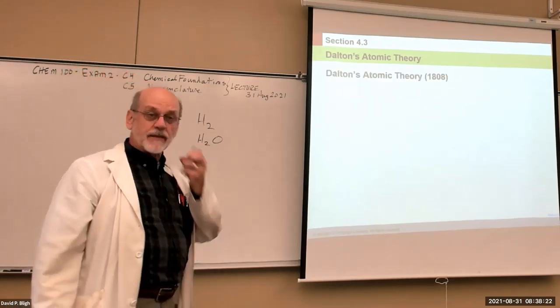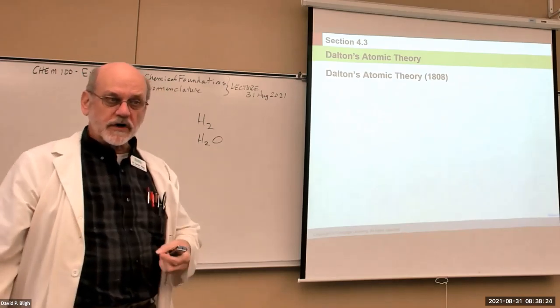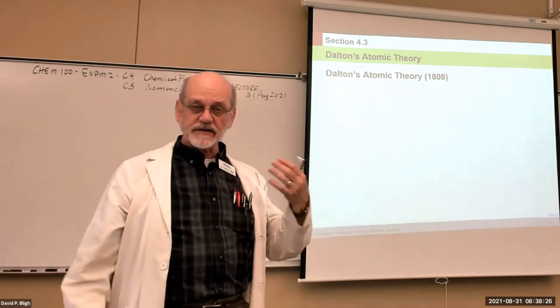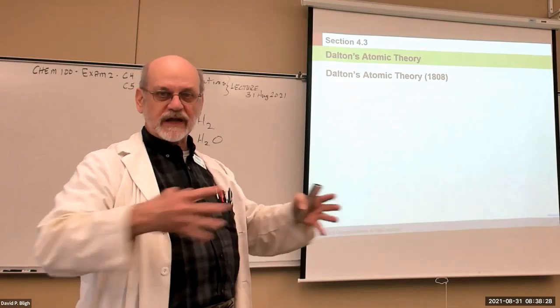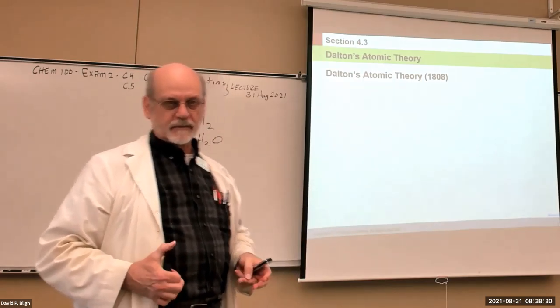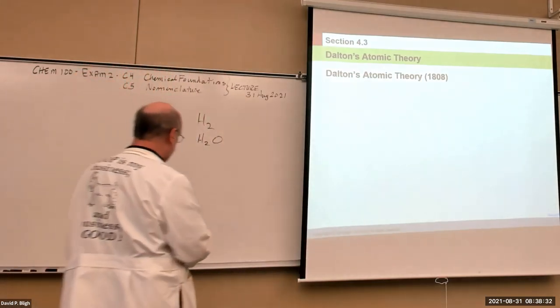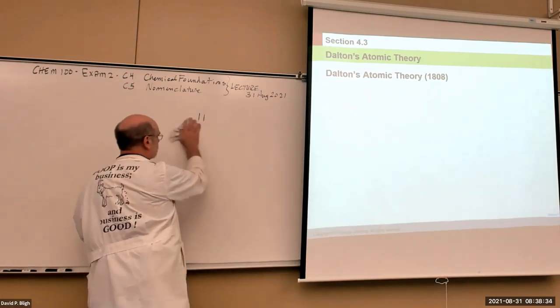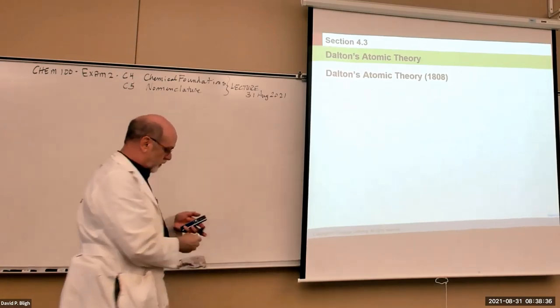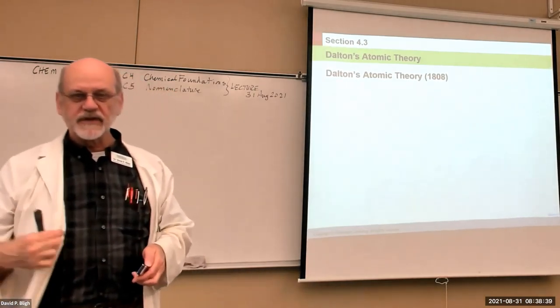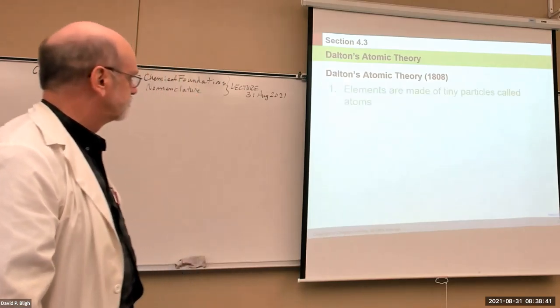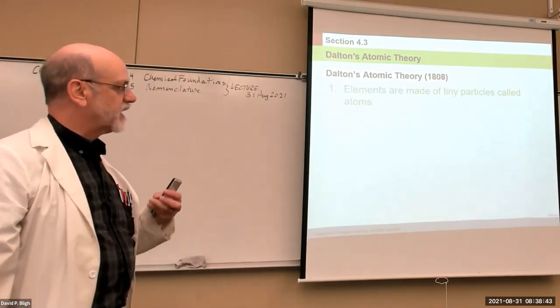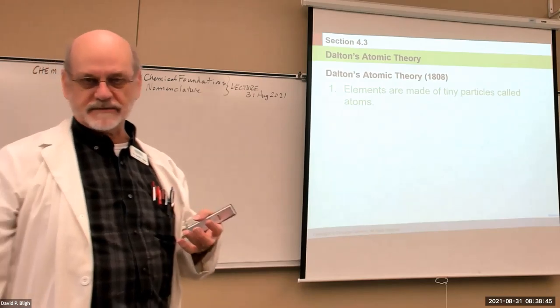Now we get to Dalton's atomic theory. What Dalton tried to do was explain all of these laws that had accumulated over the decades. And his proposal was, actually his first proposal was borrowed from the ancient Greeks. Elements are made of tiny particles called atoms.